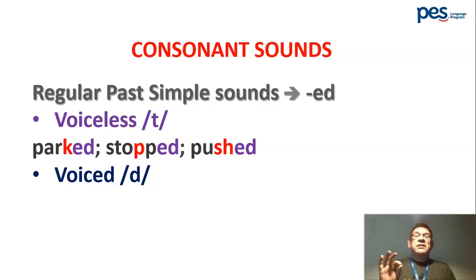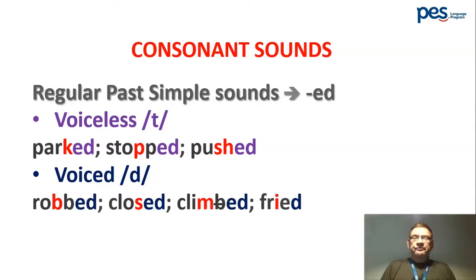The voiced. D. Right? The name of the letter is D, but the sound it makes is D. So, let's check. We have the verb rob. B is voiced. Rob. Robbed, bd. Close, closed, d. Climb, because it's m sound. Climbed.